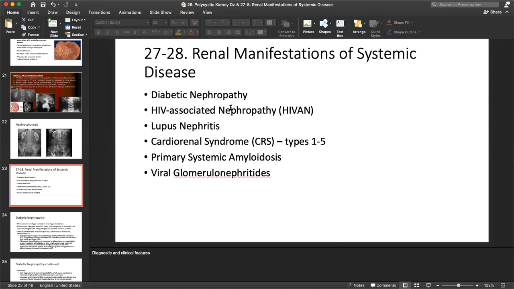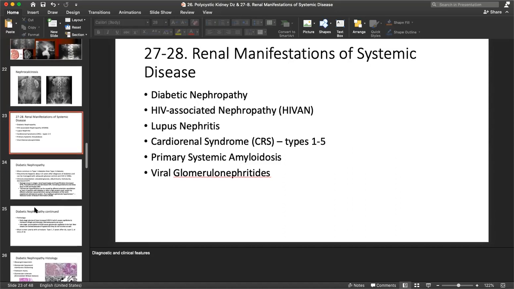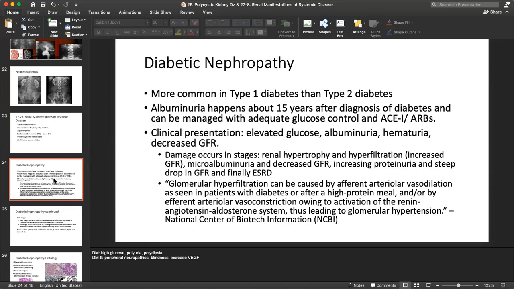So we have diabetic nephropathy, HIV-associated nephropathy, lupus nephritis, cardiorenal syndromes, type 1 through 5, primary systemic amyloidosis, and then viral glomerulonephritis. Okay, diabetics. So nephropathy is more common in type 1.